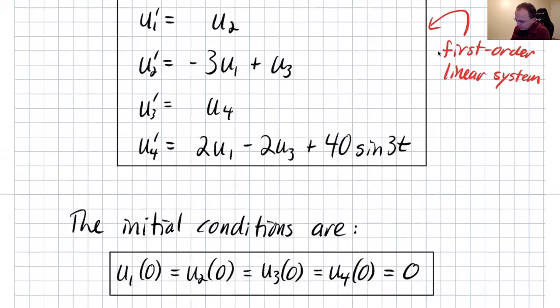One thing we'll need is to convert the initial conditions. So we have the initial position and velocity of x are 0, and the initial position and velocity of y are 0. So this is just a straightforward translation of the initial conditions in terms of the u1 up to u4 functions.